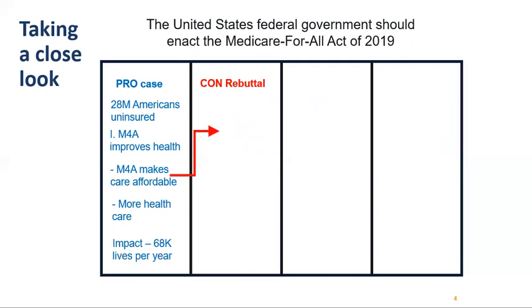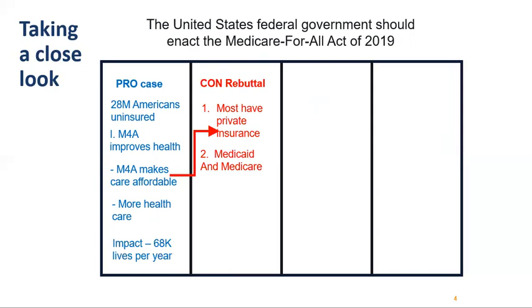On pro's first contention, their first link claims that Medicare for All would improve health, but there are a couple of problems. First, Medicare for All would not increase coverage much. Most people already have private insurance. Second, others are for the most part eligible for existing public insurance programs like Medicare and Medicaid.